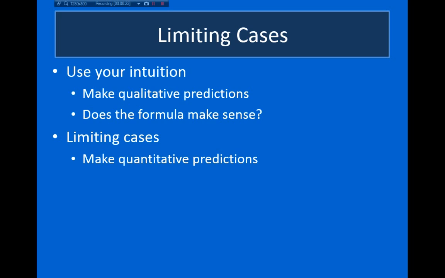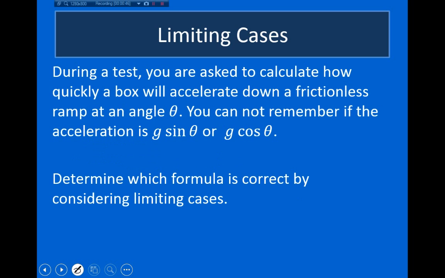So we can say what's going to happen when a length increases or decreases, or a mass increases or decreases. And the idea behind limiting cases is that we're going to consider the limits, the extreme cases, where we can not only make qualitative predictions, but we can actually make quantitative predictions. So to give you an understanding of how this works, I want to go ahead and look at a few examples.